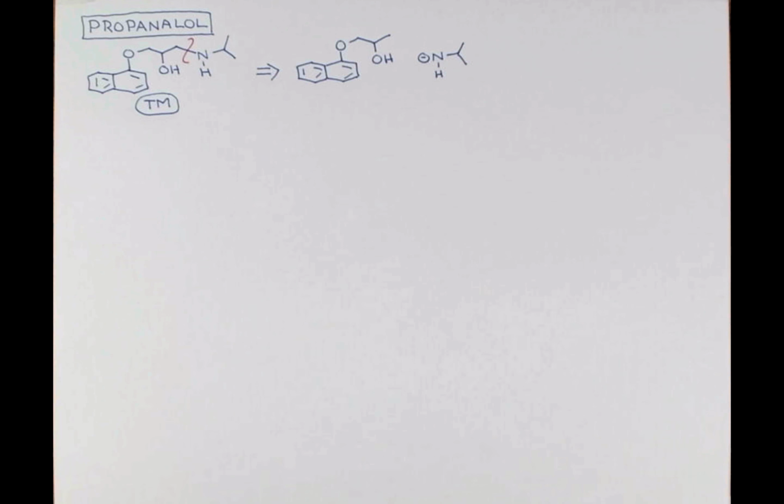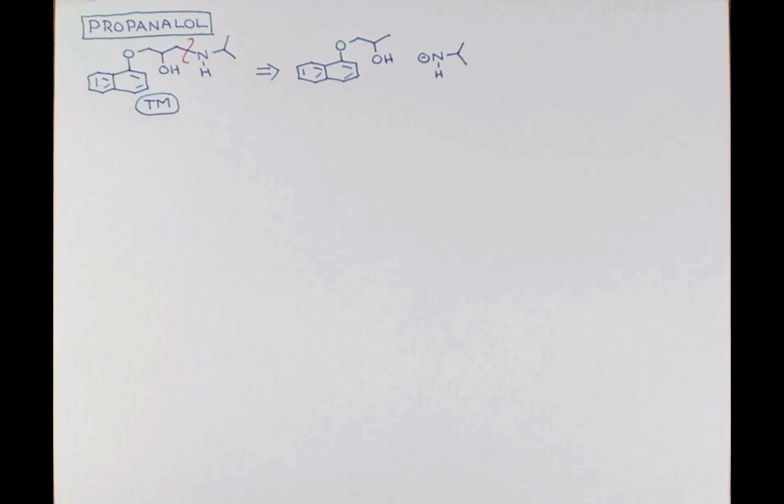Boy, oxygen and oxygen in a 1-2 relationship. That looks like a great epoxide opening reaction. Let's assume this part will be the nucleophile. We don't want to cleave next to the aromatic ring, so if we cleave on this side of the oxygen, we could get an epoxide from this piece.